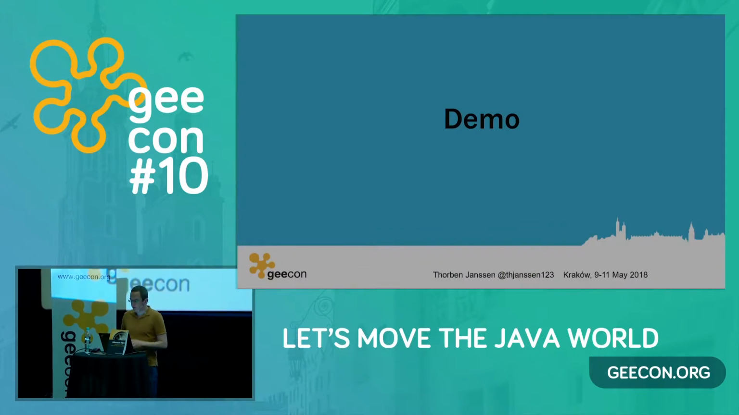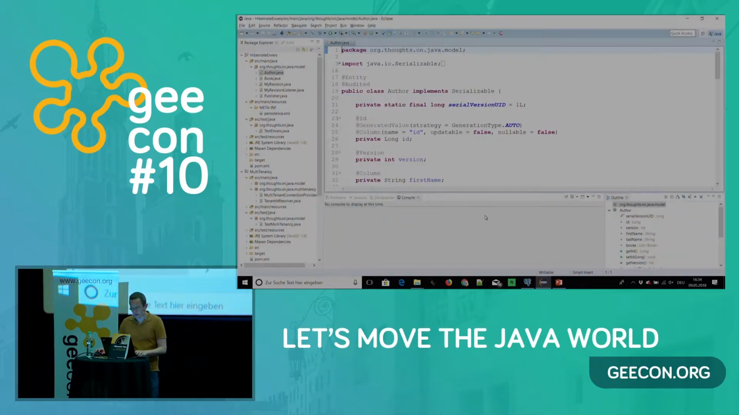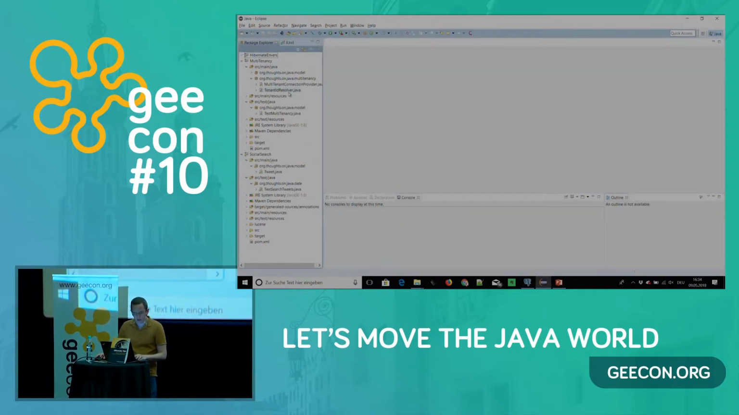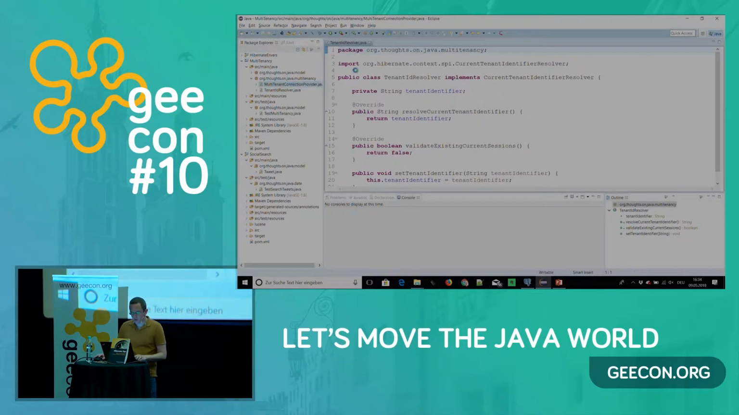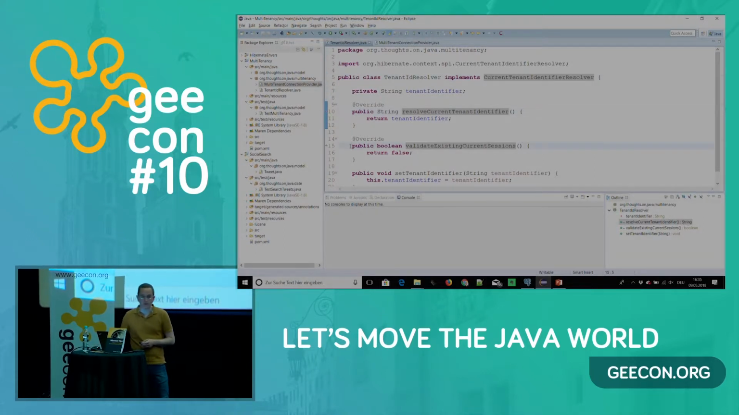Okay, enough theory. Let's get into the IDE and take a look at how we can implement that. And as you will see, that's pretty simple. You just have to implement 2 interfaces. First of all, you need to implement the current tenant identifier resolver interface. And this has only 2 methods. You can see the 2 methods here.